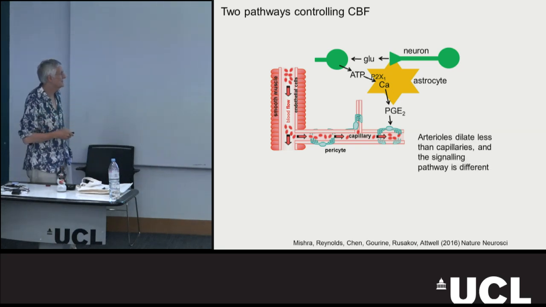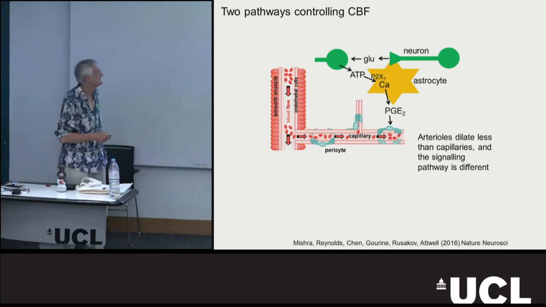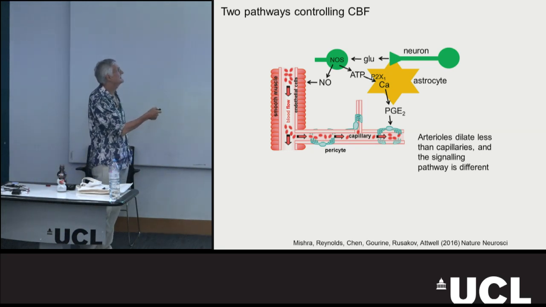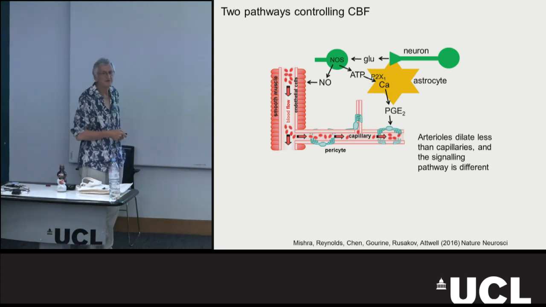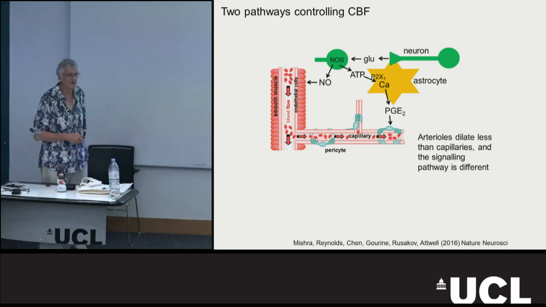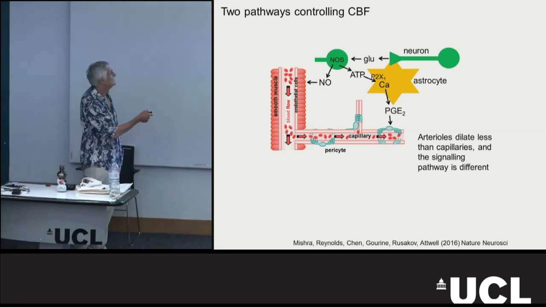But there's another pathway. If you look at arterioles, they dilate less than capillaries. And the mechanism involves glutamate raising calcium, presumably in interneurons, to activate nitric oxide synthase. And that releases NO, which is what's responsible for dilating the arterioles. So if you block nitric oxide synthase or NMDA receptors, it totally abolishes the arteriole dilation but has no effect on the capillaries. Whereas if you buffer calcium in the astrocyte, it greatly reduces the capillary dilation with no effect on the arterioles.